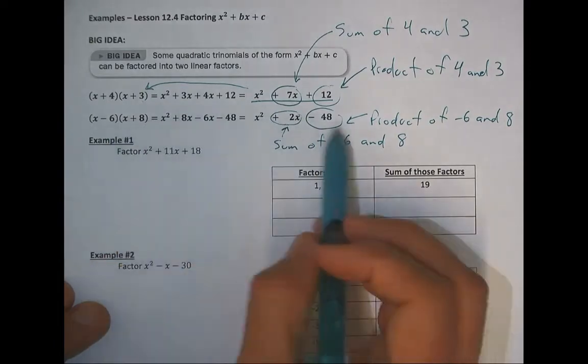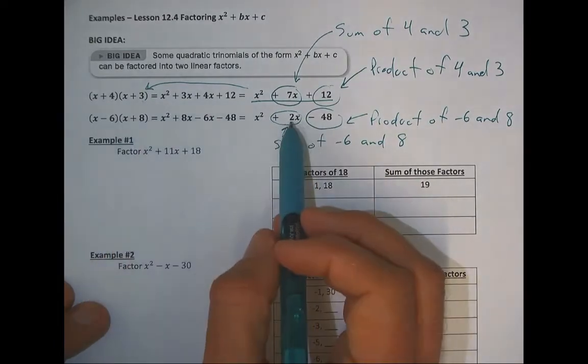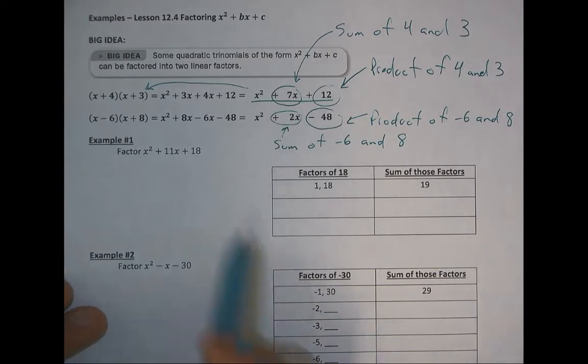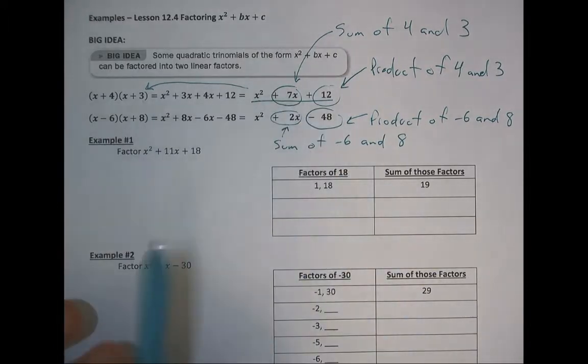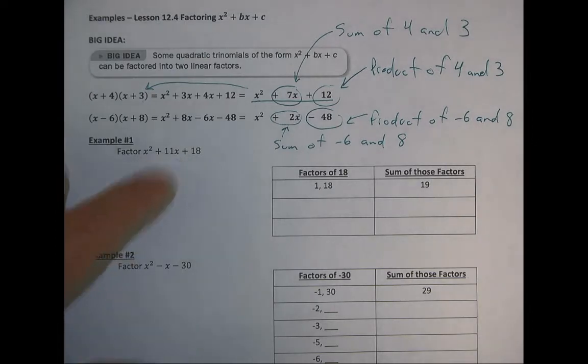They multiply to this and they add up to this. But what happens when I don't actually get to see it all? How do we figure that out? So that's what we're studying today. You're going to be given an expression as a trinomial, and we're going to factor it.